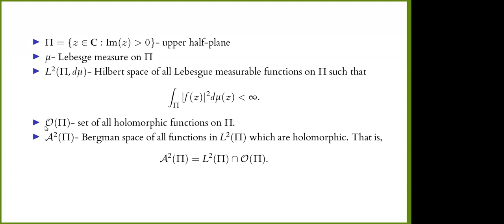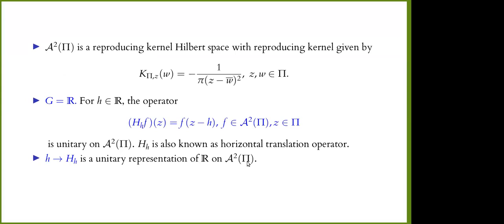We denote the holomorphic functions on Π by O(Π). Then the Bergman space A²(Π) is nothing but all those functions in L²(Π) which are holomorphic. What is known is that this A²(Π) is a reproducing kernel Hilbert space, and the kernel of this space is precisely -1/π (z - w̄)².